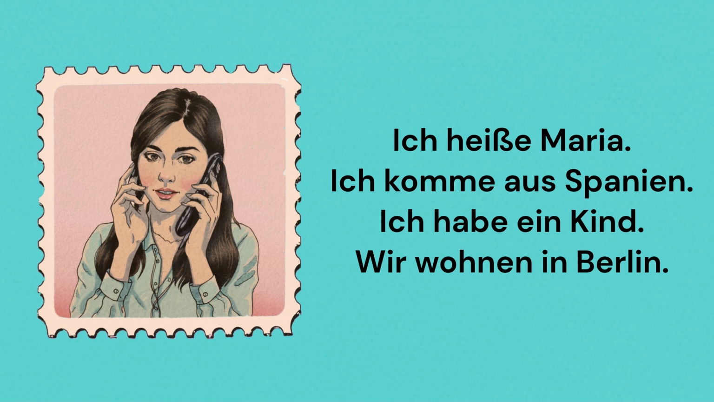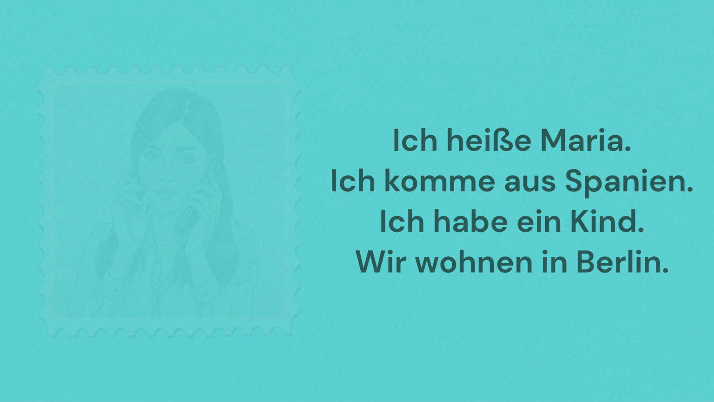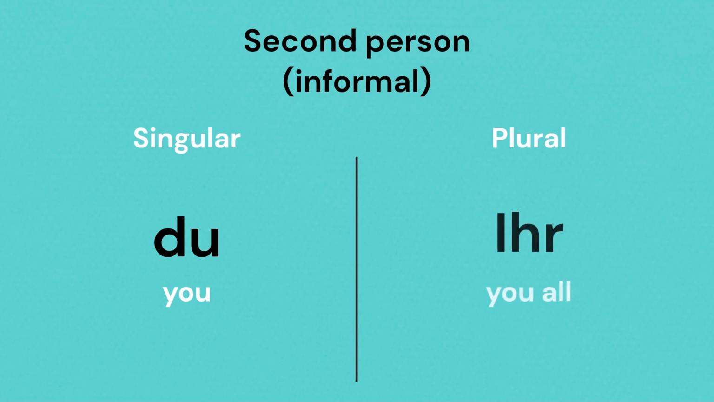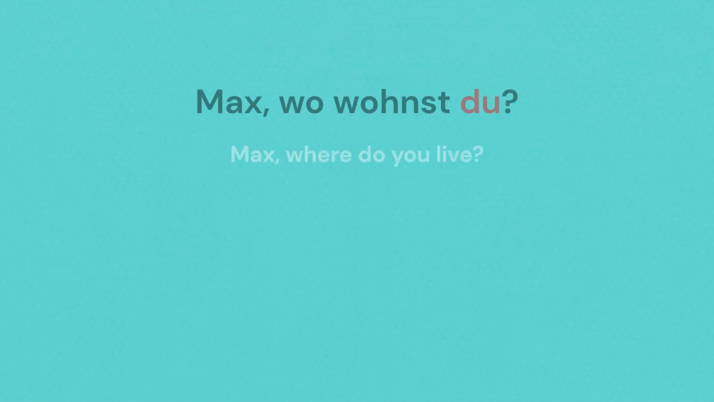Now let's look at the personal pronouns in the second person. The situation in which you're talking to the second person can either be formal or informal. This we have already learned in the previous lessons. Here are the pronouns in the informal situation first. In singular, that is, when we are talking to a single person, we use du. And in plural, when we are talking to more than one person, we use ihr. Here's an example for each one of them.